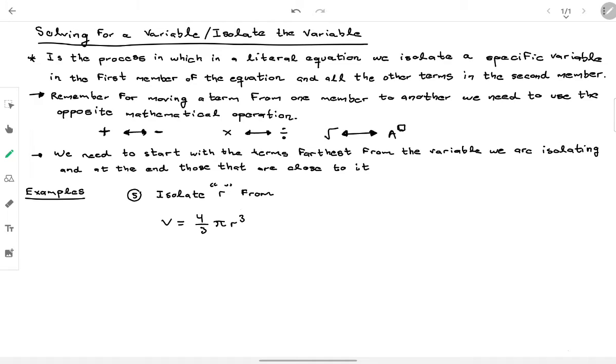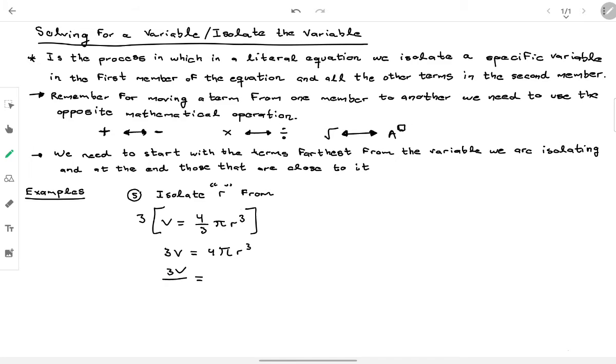Isolate the radius r from the next formula: V equals 4/3 of pi multiplied by radius, all of it cubed. So what do we need to do here? Maybe we can multiply the whole equation by 3 in order to have a whole equation and not fractions, and it's going to be 3V equals 4 pi radius cubed.